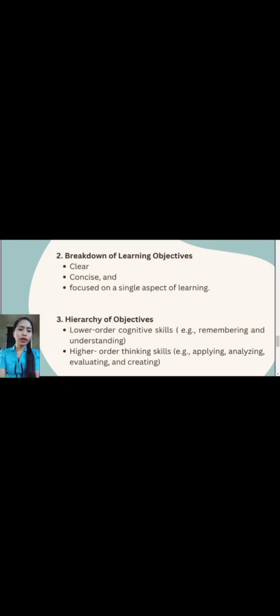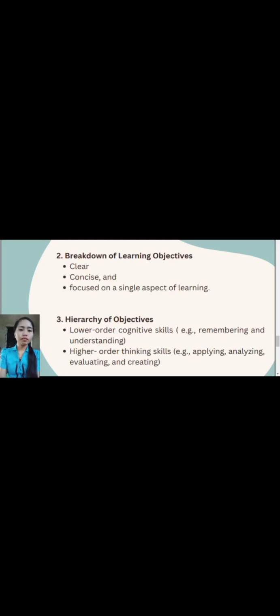in educational settings. Okay, next is the breakdown of learning objectives: clear, concise, and focused on a single aspect of learning. So let's start with the first one, clear. To attain the clarity of the objectives, we should use specific terms that leave little room for interpretation. Next is concise. For concise, objectives deliver content in a straightforward manner, without unnecessary elaboration, simply using straightforward wordings.